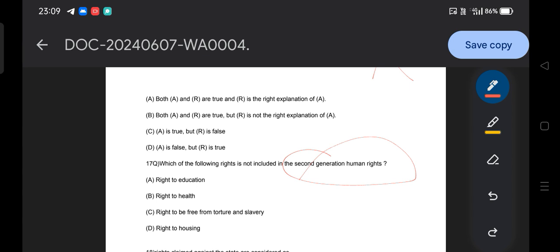So for that you need to understand the three generations of rights. The first generation, we all know, is civil and political rights. The second generation is the socio-economic rights. Socio-economic rights, that is how education is part of the social rights, because being a social animal, you need to educate yourself. Right to health, a socio-economic right, so that you are fit and able to maintain your health. Right to housing is also a socio-economic right. But the right to be free from torture and slavery is a political right.